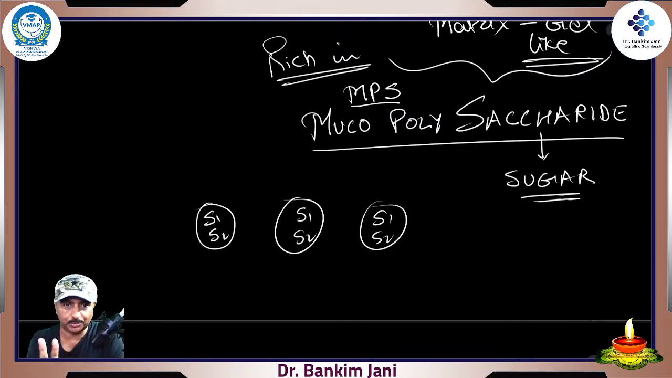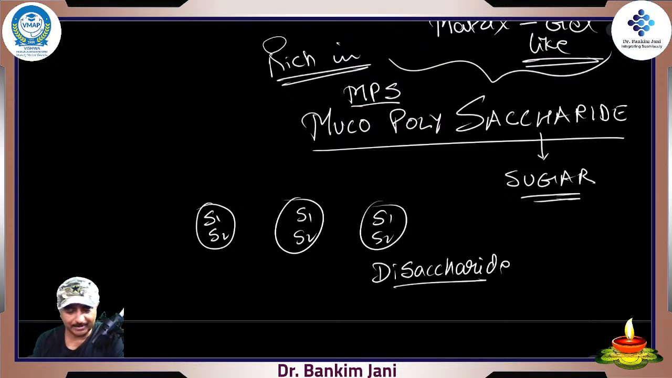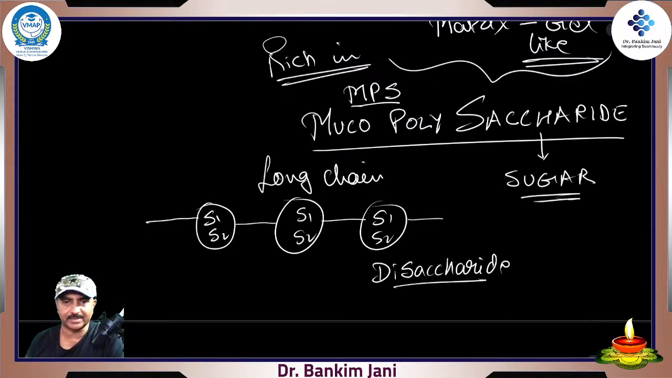S1, S2. So we'll call them what? Disaccharide. Di means two, right? Di is not this, that is different. So this is called the disaccharide, and these disaccharides are joined with each other and they form a long chain. So now technically we can say that it is nothing but a long chain of disaccharides. That is what is called the mucopolysaccharide.